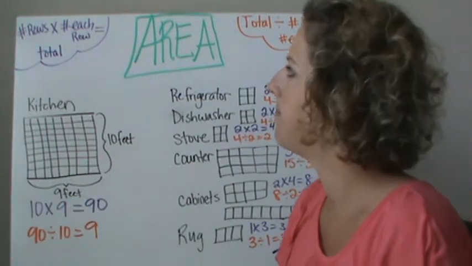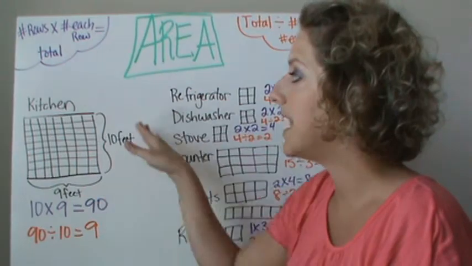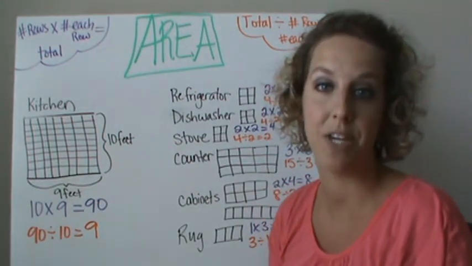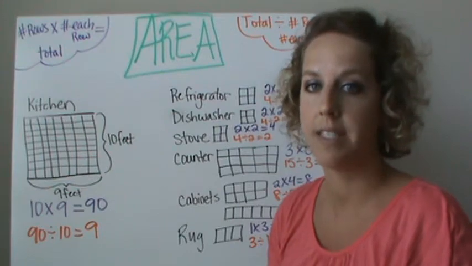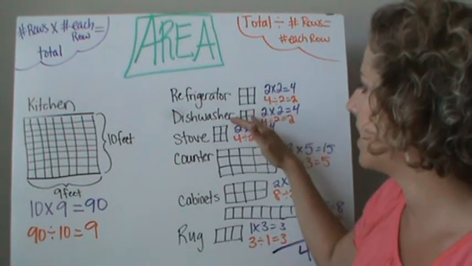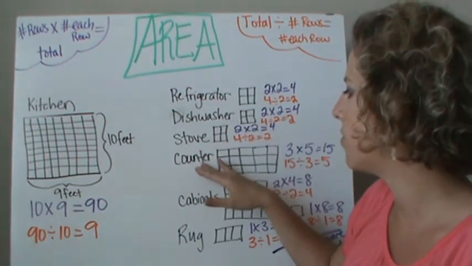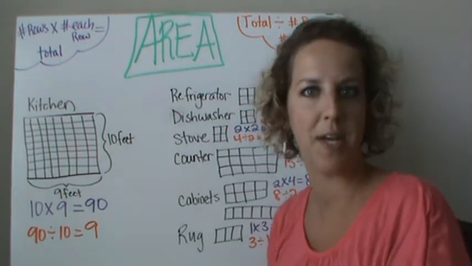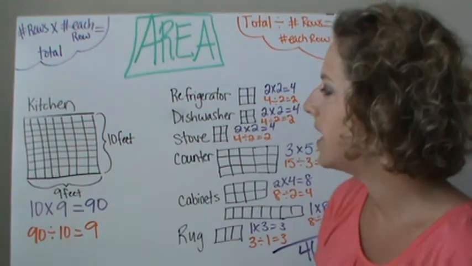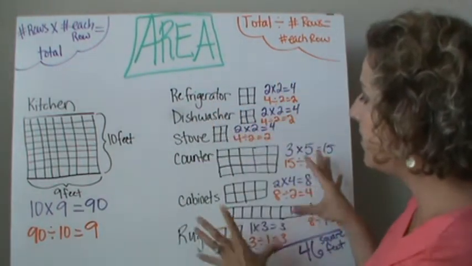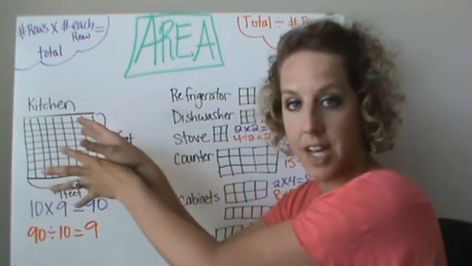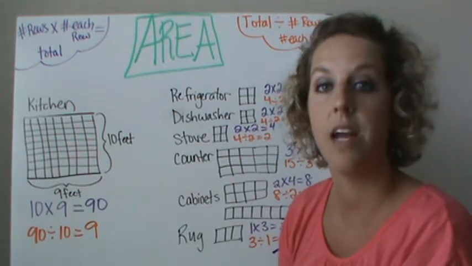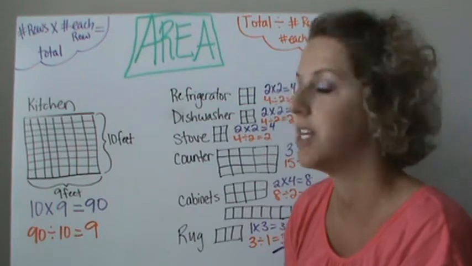First, area. Let's pretend we want to fill my kitchen with some objects. We want to fill it with a refrigerator, a dishwasher, stove, some counter space, cabinets, and let's throw in a rug. If you want to figure out whether all of this can fit in your kitchen, you can use multiplication and division in the area, using the area strategy.